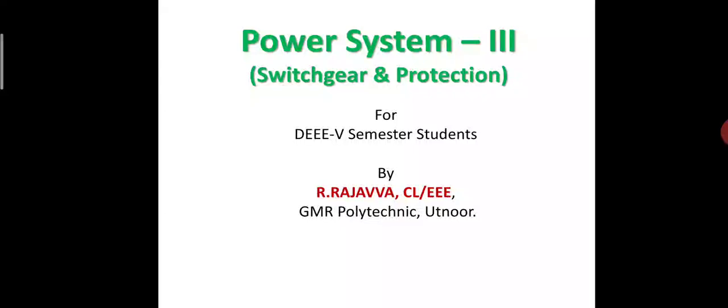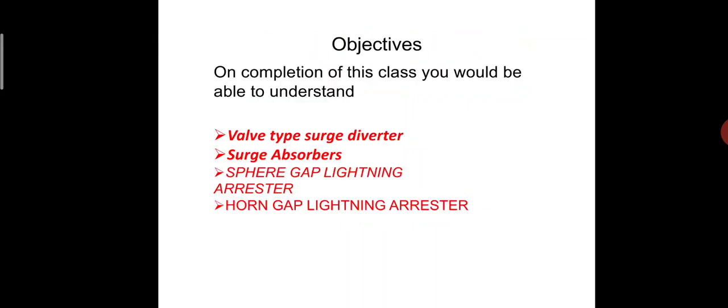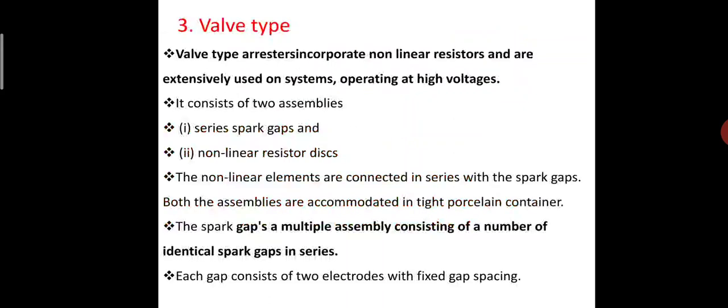I am going to teach you Power System 3, Switchgear and Protection. On completion of this class, you would be able to understand valve type surge diverters, surge absorbers, sphere gap lightning arresters, and rod gap lightning arresters. First one, valve type lightning arrester.